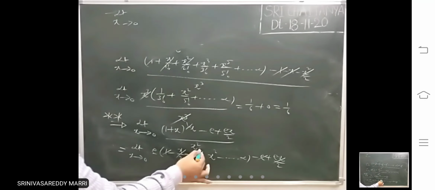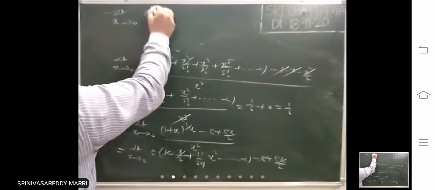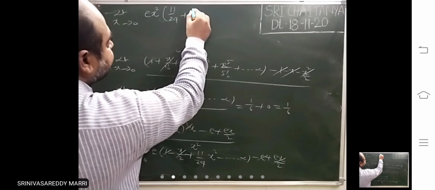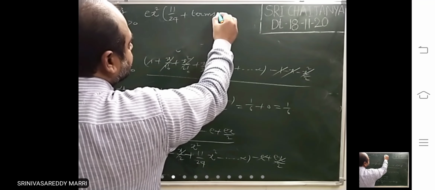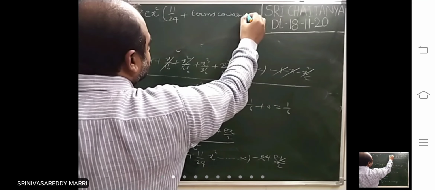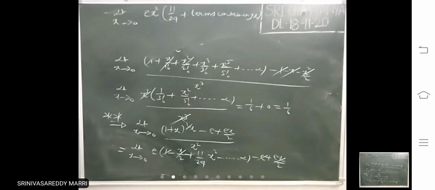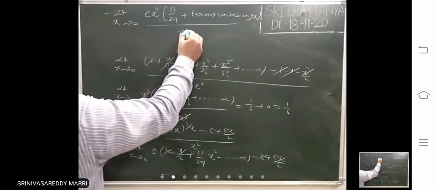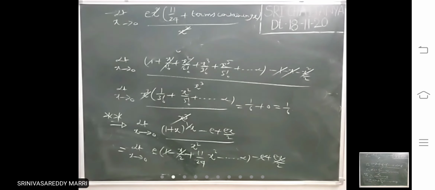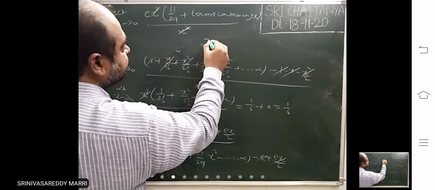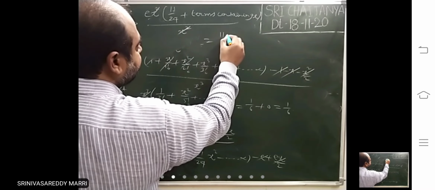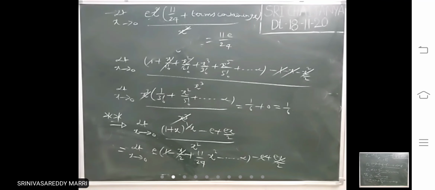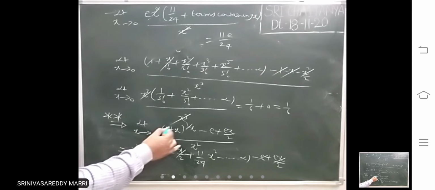Limit x tends to 0. From here onwards, you take x square common: 11 by 24 plus terms containing x. Definitely there will be x terms. Next x cube, next term you will get x, and then terms containing x, divided by x square. So this and this cancel. Now if you substitute 0, these all terms will become 0. That means what is the answer? e into 11 by 24. So 11e by 24, that is the answer. That is how to use this series.